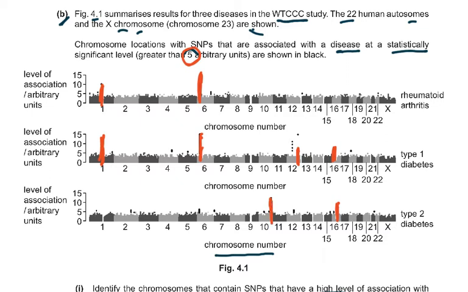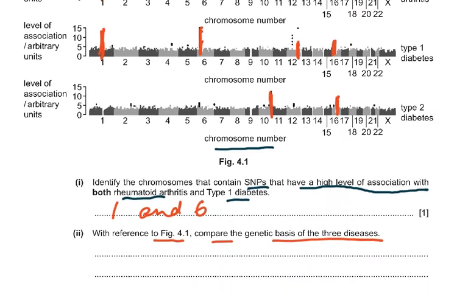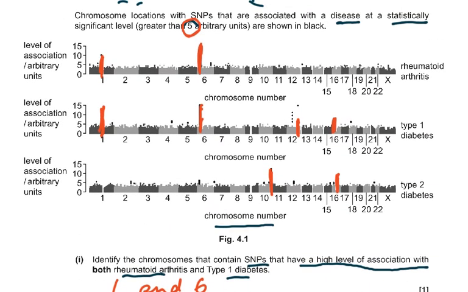Now in the question they asked you to compare the genetic basis of the 3 diseases. The first thing which comes to your mind is none of them are associated with the sex chromosome. So the sex chromosome is the same in all 3 of them, and it doesn't have anything more than 5 arbitrary units. So 5 is here, 5 is here, and 5 is here. Anything more than 5 was the one which mattered. So all diseases are autosomal and not associated with the X chromosome, which means they are not sex linked.